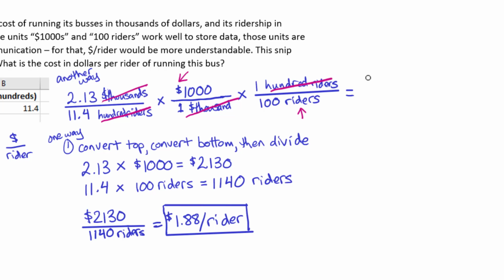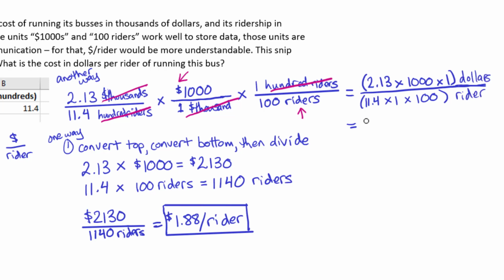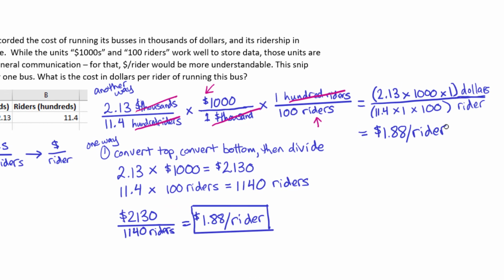Multiplying these fractions, you get 2.13 times 1,000 times 1 on the top, divided by 11.4 times 1 times 100 on the bottom. The units on this figure are going to be the units that did not cancel out. So we are going to have dollars on the top and riders on the bottom. When you calculate that out, what you get is $1.88 per rider.